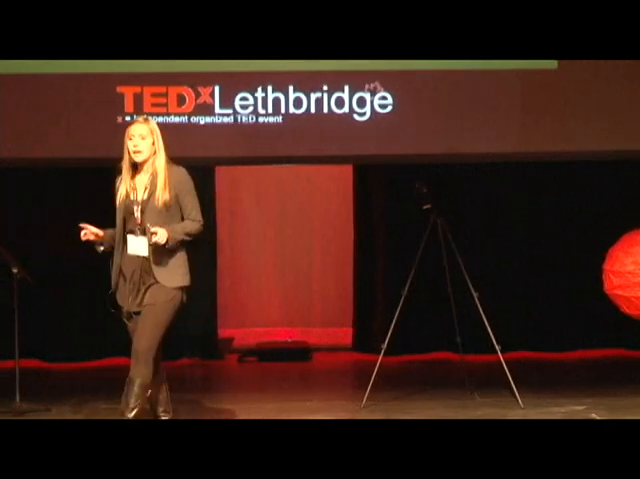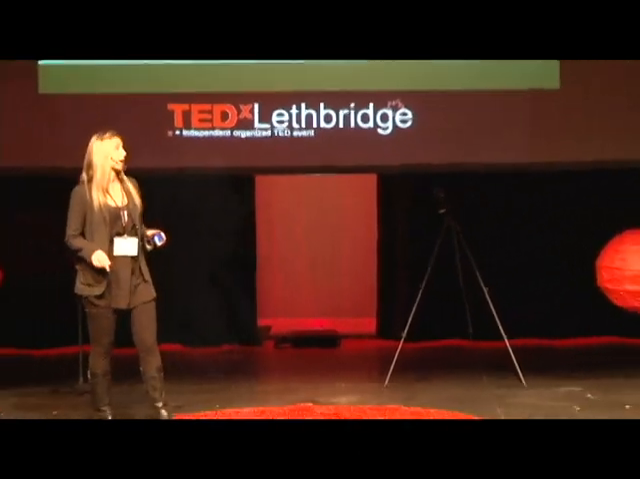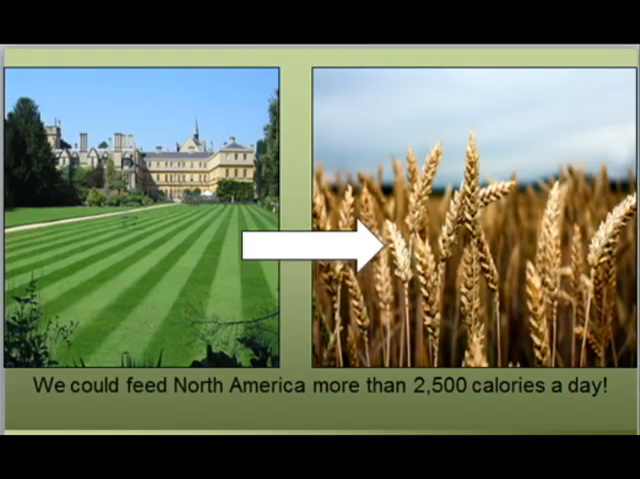Let's transfer every front lawn in the United States of America, 40 million acres, into wheat. 1 acre grows over 2,700 kilograms of wheat. 1 kilogram of wheat is equal to 3,400 calories. If we transferred all these front lawns to wheat, we could feed the entire population of the United States for a year with over 2,500 calories per person per day. If the United States population increased by a third, we could still feed everyone at 2,000 calories per person per day.